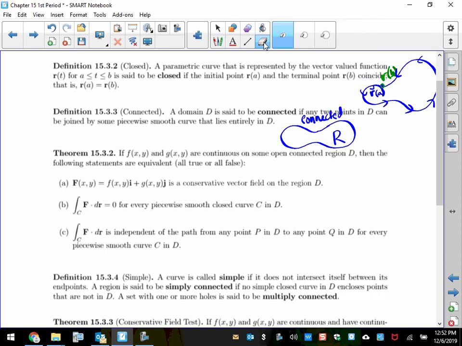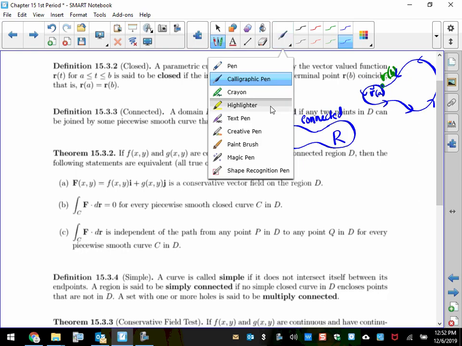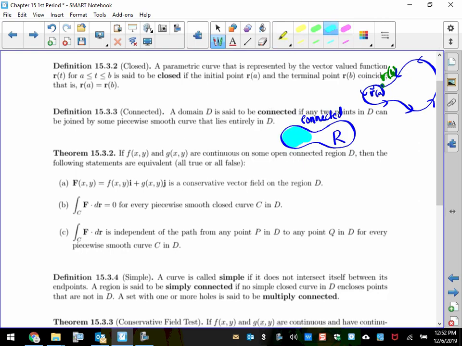And let me highlight it here. So I'll highlight it to show that we're talking about the inside. The inside is a connected region. But now if I were to pinch that to the point that it breaks, something like this, where this is my region R. So this is not connected, so not connected.